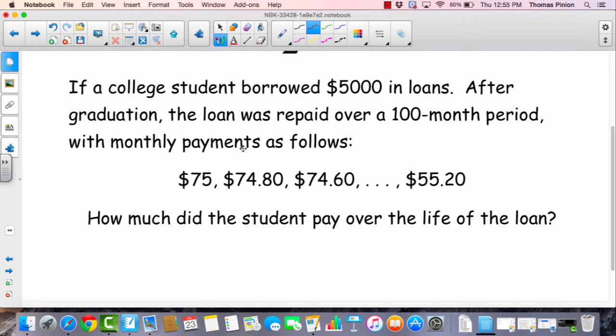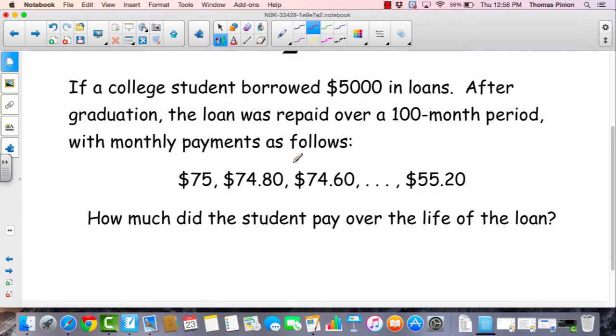Okay, so even though they borrowed $5,000 in loans, we need to realize that when you are loaned money, you have to pay an interest rate. That interest rate is like the bank or, in this case, the educational institute, their way of making money for loaning you money. It's like their fee for allowing you to use their money. Okay, and then you're going to pay that money back plus your interest rate.